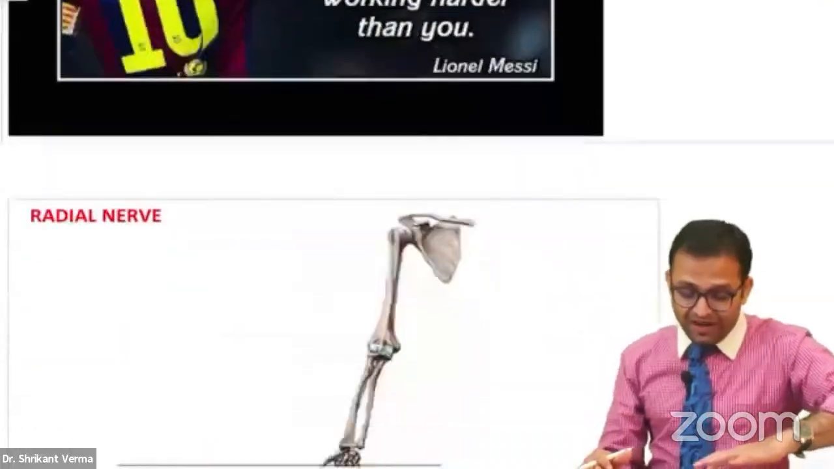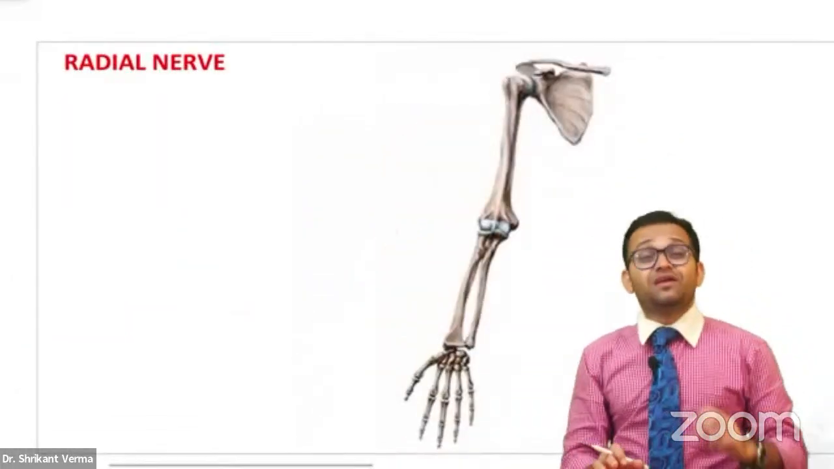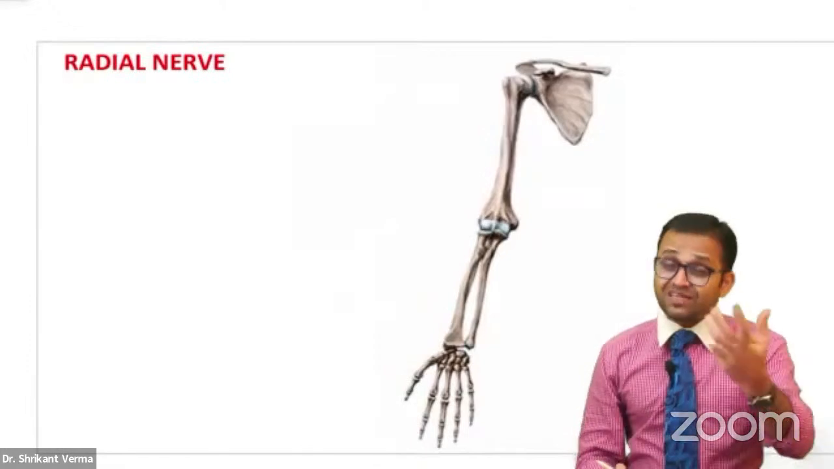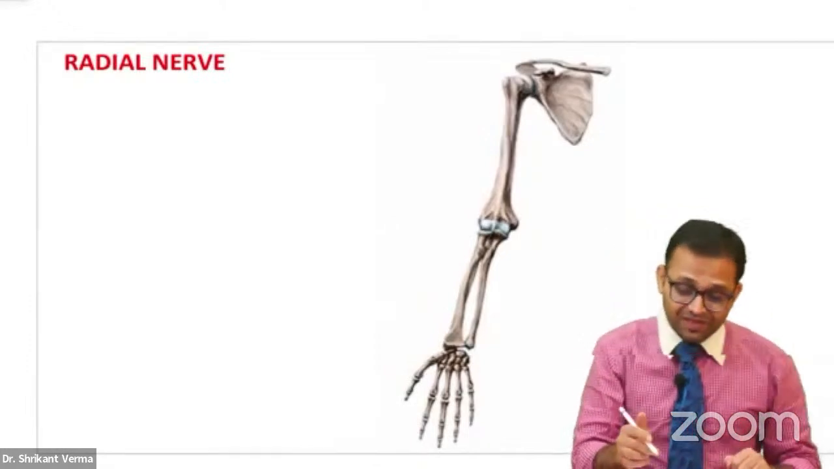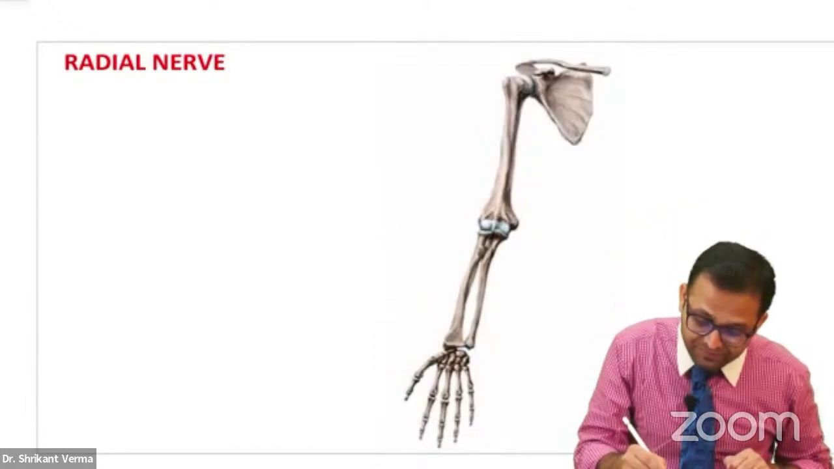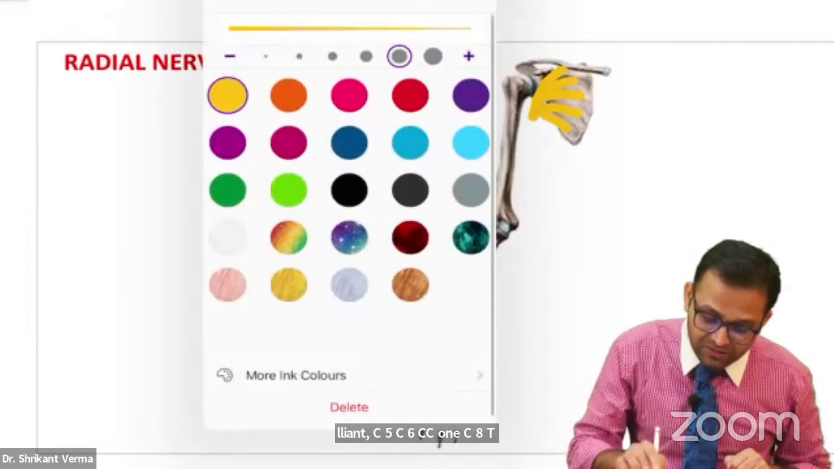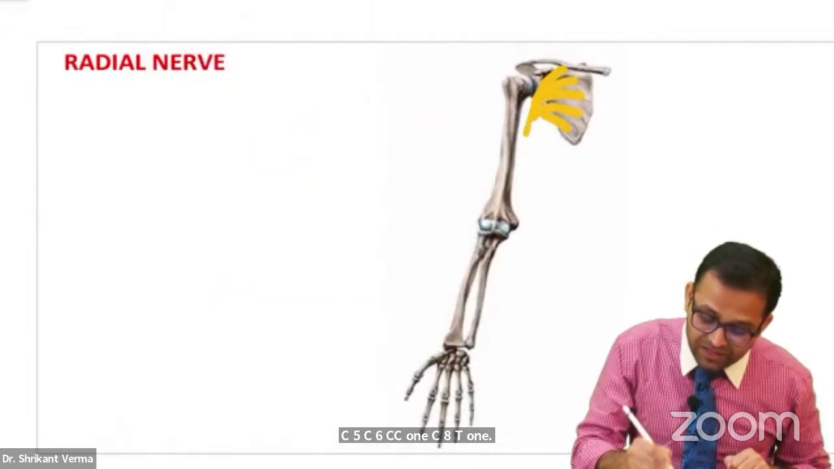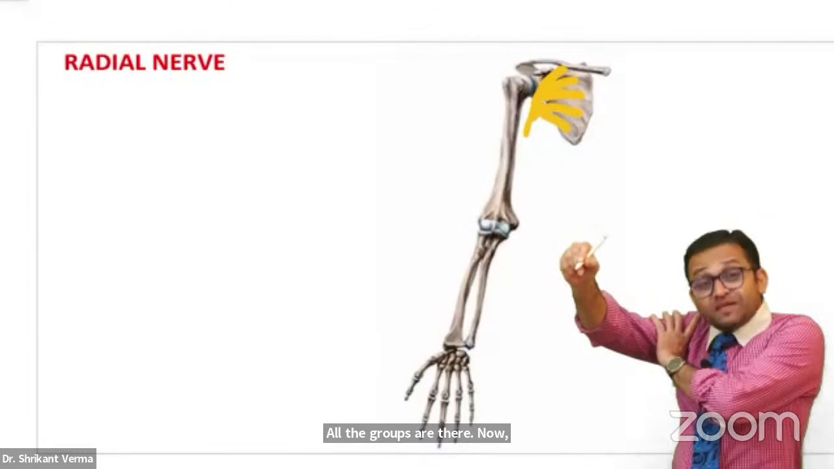With this positive line, now we are moving to our next important nerve, the radial nerve, the thickest nerve of the brachial plexus. Yes, radial nerve is formed by C5, C6, C7, C8, T1. All the roots are there. Now, this nerve is running through the spaces of the arm.